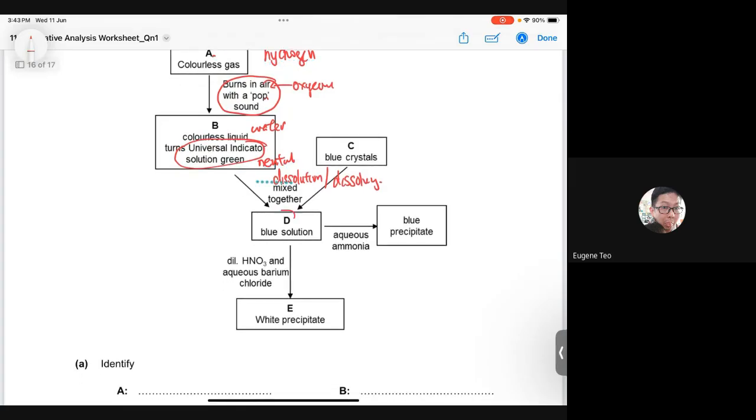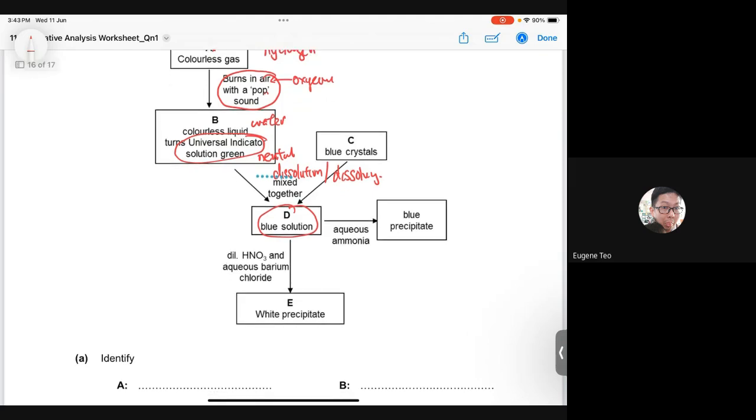Now, what is in blue solution D? I don't know, but it's a solution because I dissolve in water, right? So I look at this, aqueous ammonia. This is a cation test, which means this blue precipitate must be something hydroxide. Blue color tells you that it must be copper 2. So this is copper 2 hydroxide. The hydroxide comes from the aqueous ammonia. The copper 2 must have come from the blue solution. So the blue solution must be copper 2 something. Don't know what it is.